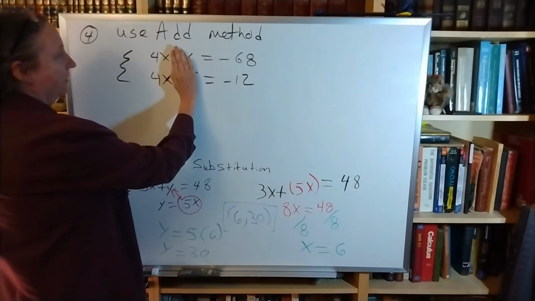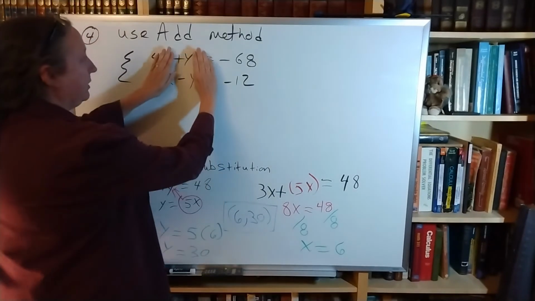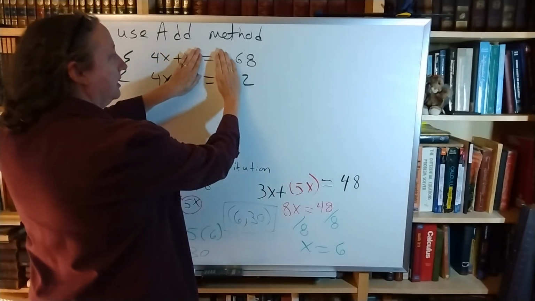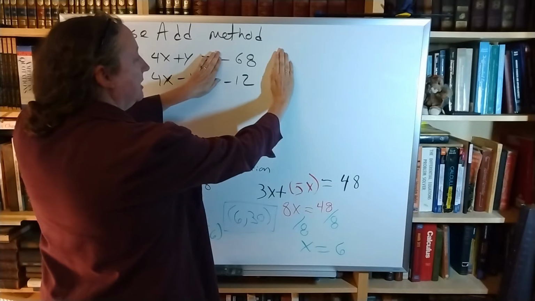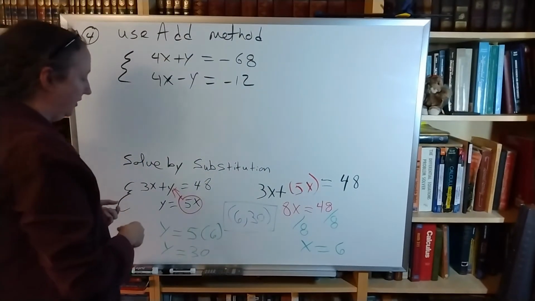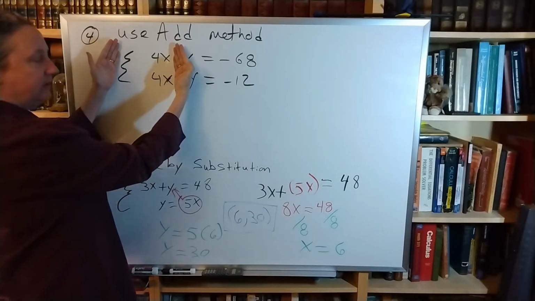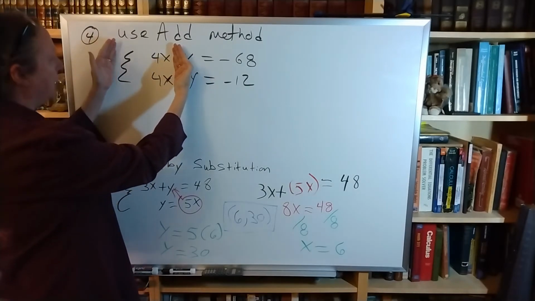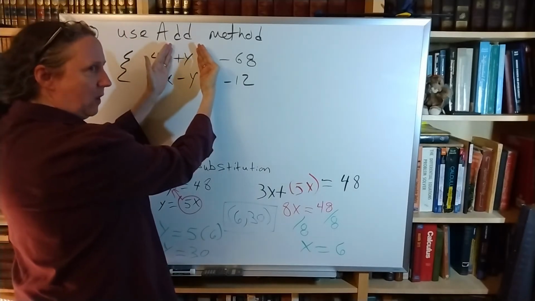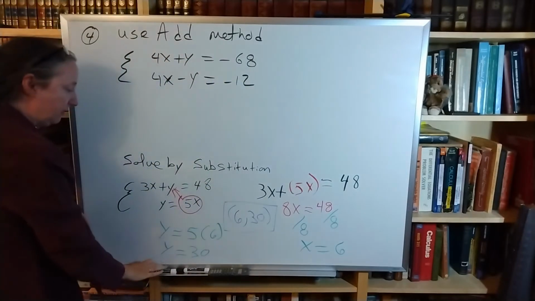So I'm looking at my x's, I make sure that they're lined up. I'm looking at my y's, I make sure they're lined up. My equal signs are lined up. My constant is lined up. That's the first thing you check. Next thing you check is to see if I add my 4x and 4x, does that get rid of any of my x's? No. If I add my plus y minus y, does that get rid of my y? Yes. Okay, so I can skip any further steps.